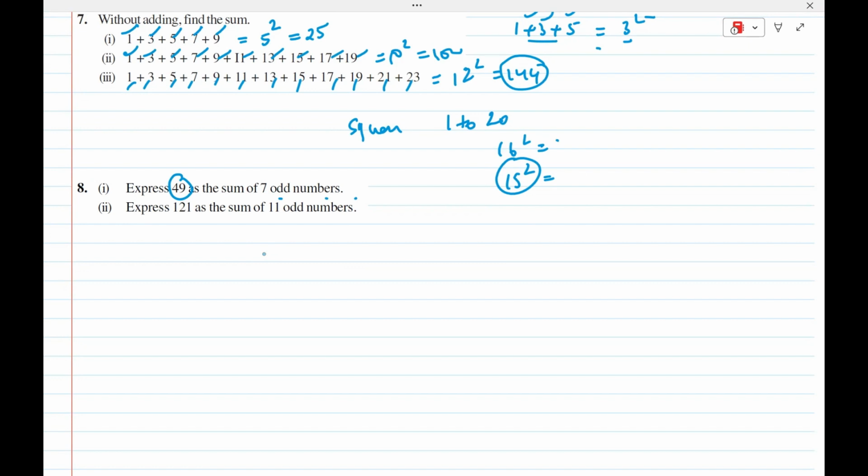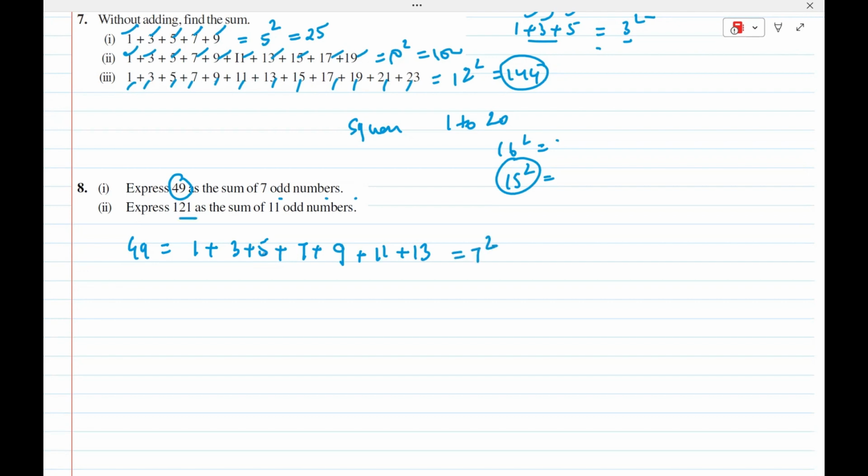So let's see. The 7 odd numbers means starting from 1. So 1, 3, 5, 7, 9. This is 5 odd numbers. I need to go up to 7. So 11 and 13. So these are 7 odd numbers, which will give you 7 square, 49.